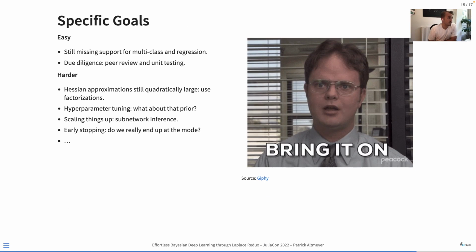There are a few easy wins. For example, it would be very easy to add support for multi-class and regression problems. We also need to do some due diligence. But then there are also some harder problems to tackle. One of them being hyperparameter tuning. We can approach that in different ways, and it would be nice to have that out of the box in the package.